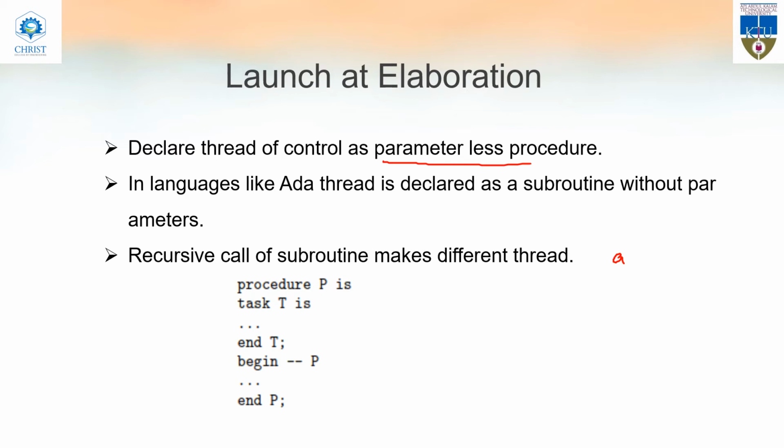Okay, so in languages like Ada, a thread is created as a subroutine without parameters. CoBegin was the one in which these statements were used. Parallel loops were the ones in which, in the looping statement, all iterations will be executed or created as different threads, and in launch elaboration each recursive call will be a different thread. I hope it is clear.